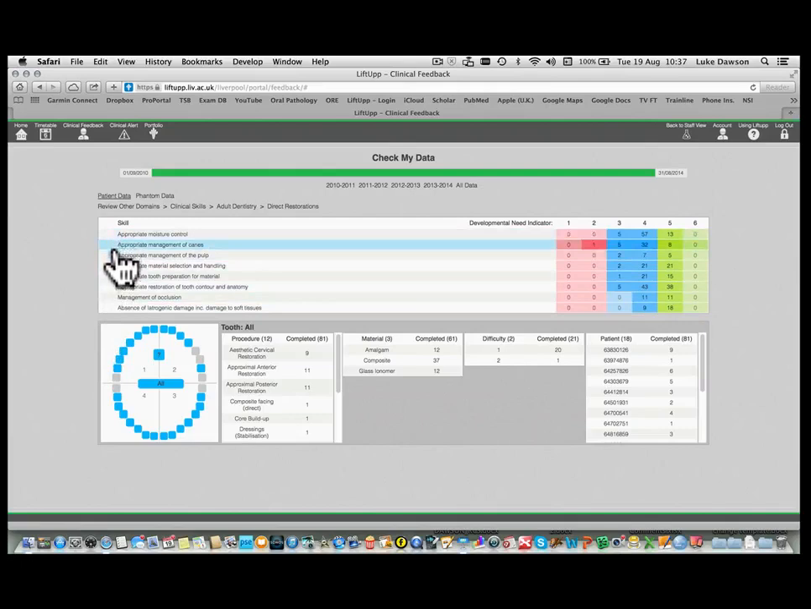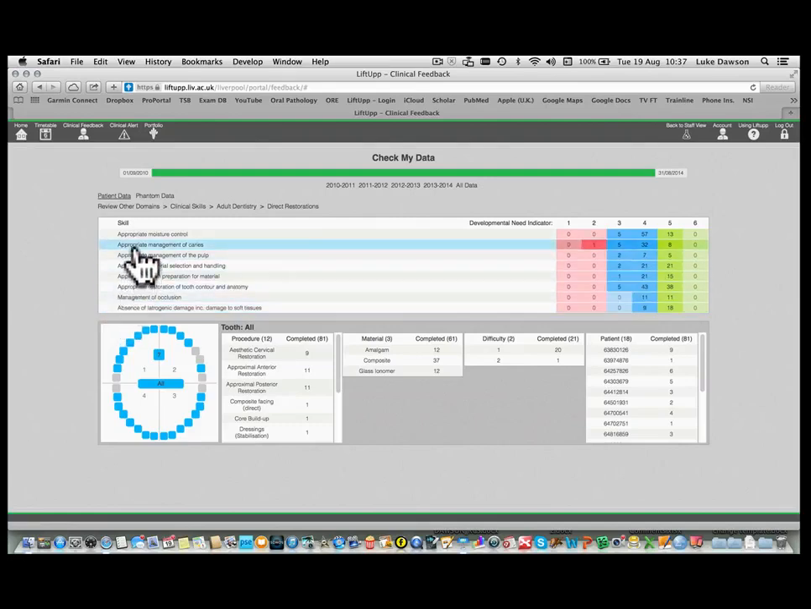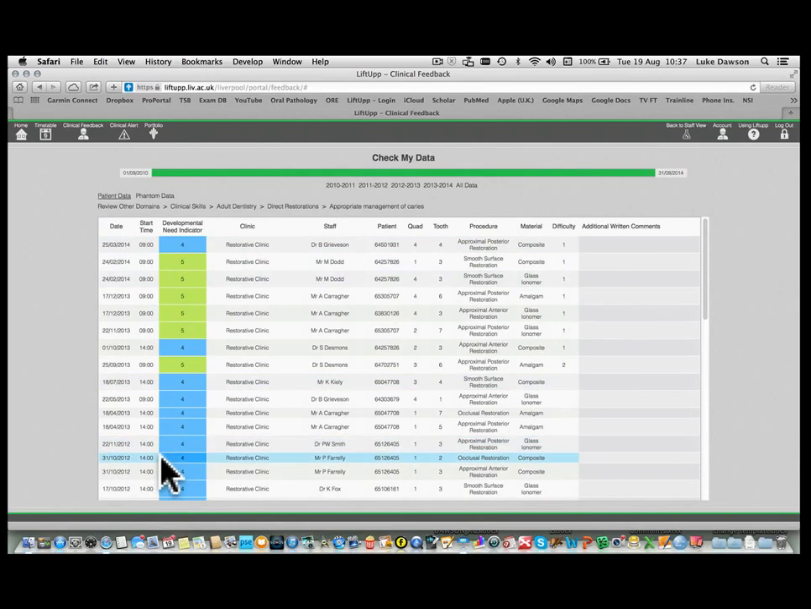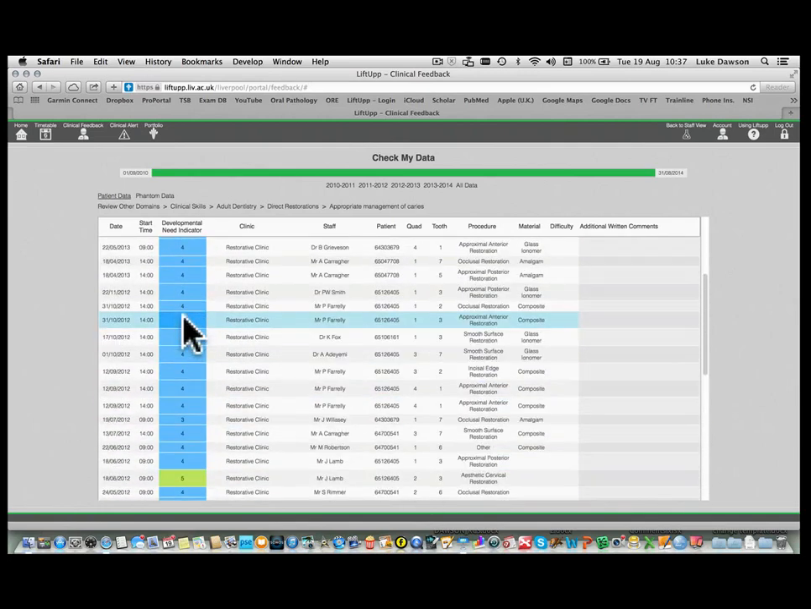Up here are the basic skill stages for doing a filling: appropriate moisture control, management of caries, management of the pulp, material handling, tooth preparation, tooth contour and anatomy, occlusion, and whether there was any iatrogenic damage. And we can then, just as we did before, look at any specific stage, open that up, and see which teeth, which member of staff, which patient, what procedure, and what level of performance.